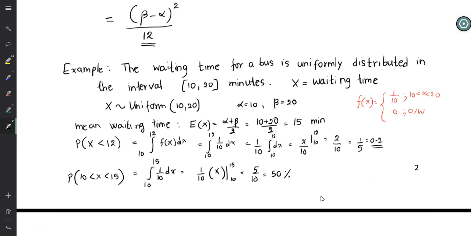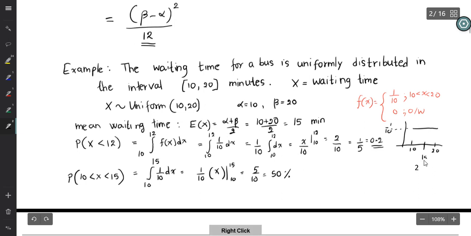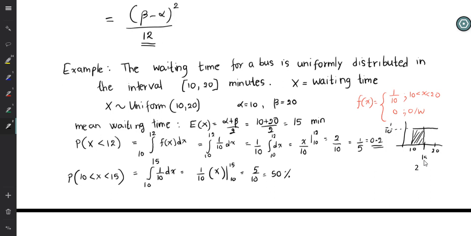Even without doing this calculation, you should be able to see that this probability is 50% or half. Why? Because that is the midpoint. Here's our 10, here's our 20, here's the uniform distribution 1 over 10. You know the midpoint, here's the 15. So you need the probability. If the total probability is 1 and you have only half of it, you get half of 1, which is 50%.